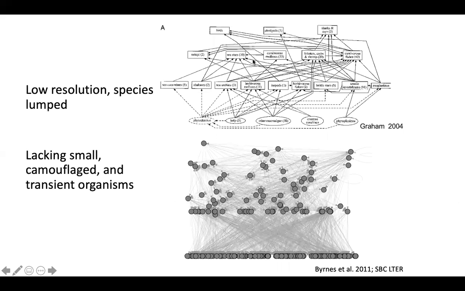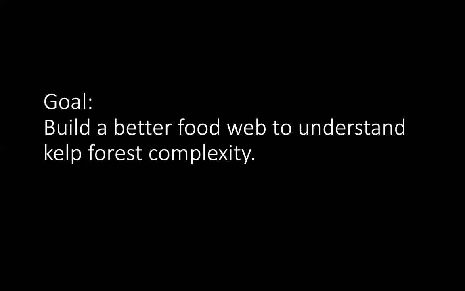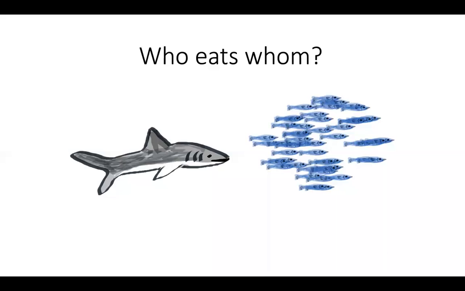Scientists have tried to improve upon these and have made additional food webs that have higher resolution in some cases, but often they've still lacked high resolution for some of these larger groups, or they've been missing some really small organisms or really camouflaged organisms, or those organisms that move throughout the system and maybe don't hang around too long. So my goal for my PhD was to build a better food web for the kelp forest to describe all of this complexity that was happening in the system. Again, a food web is simply a map of who eats whom in the system.